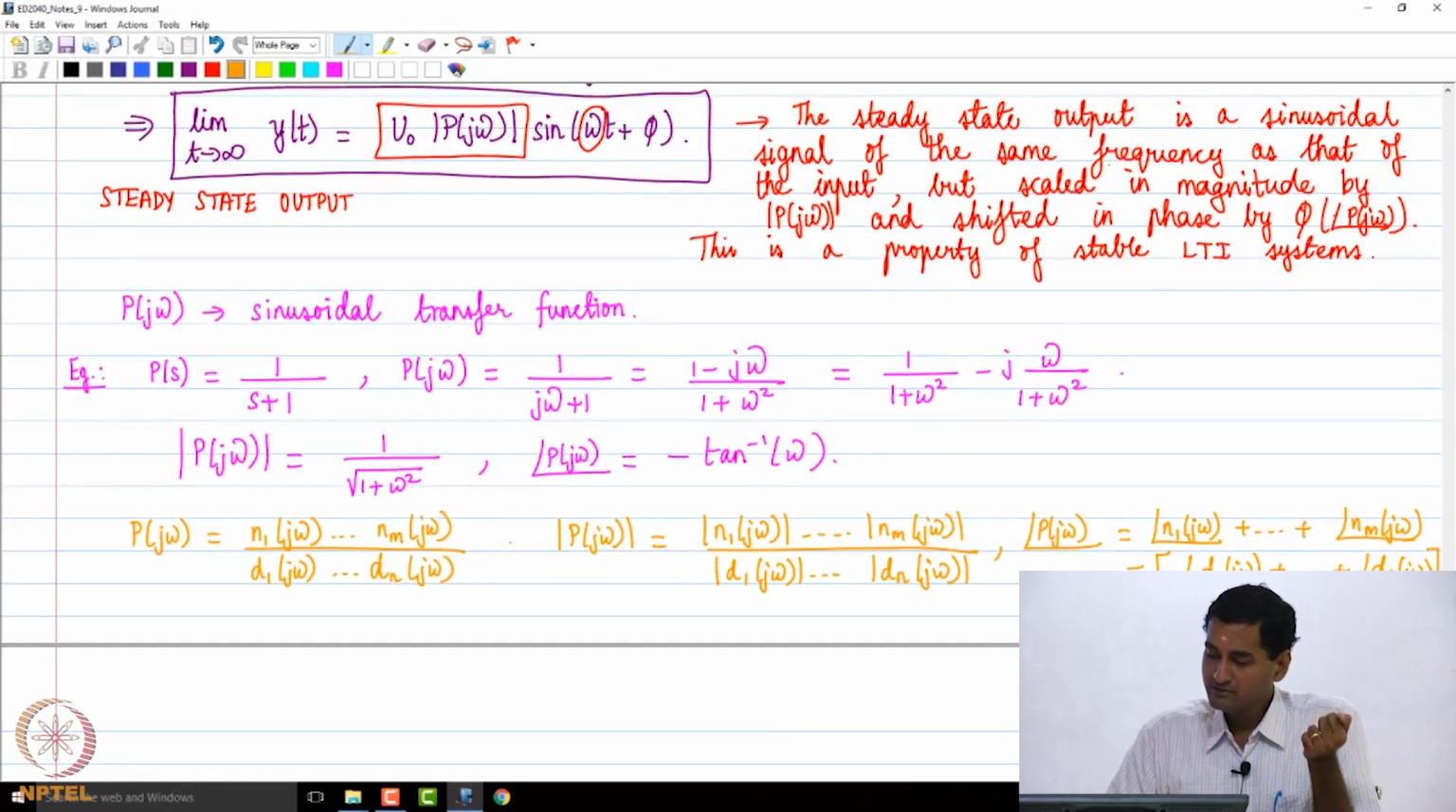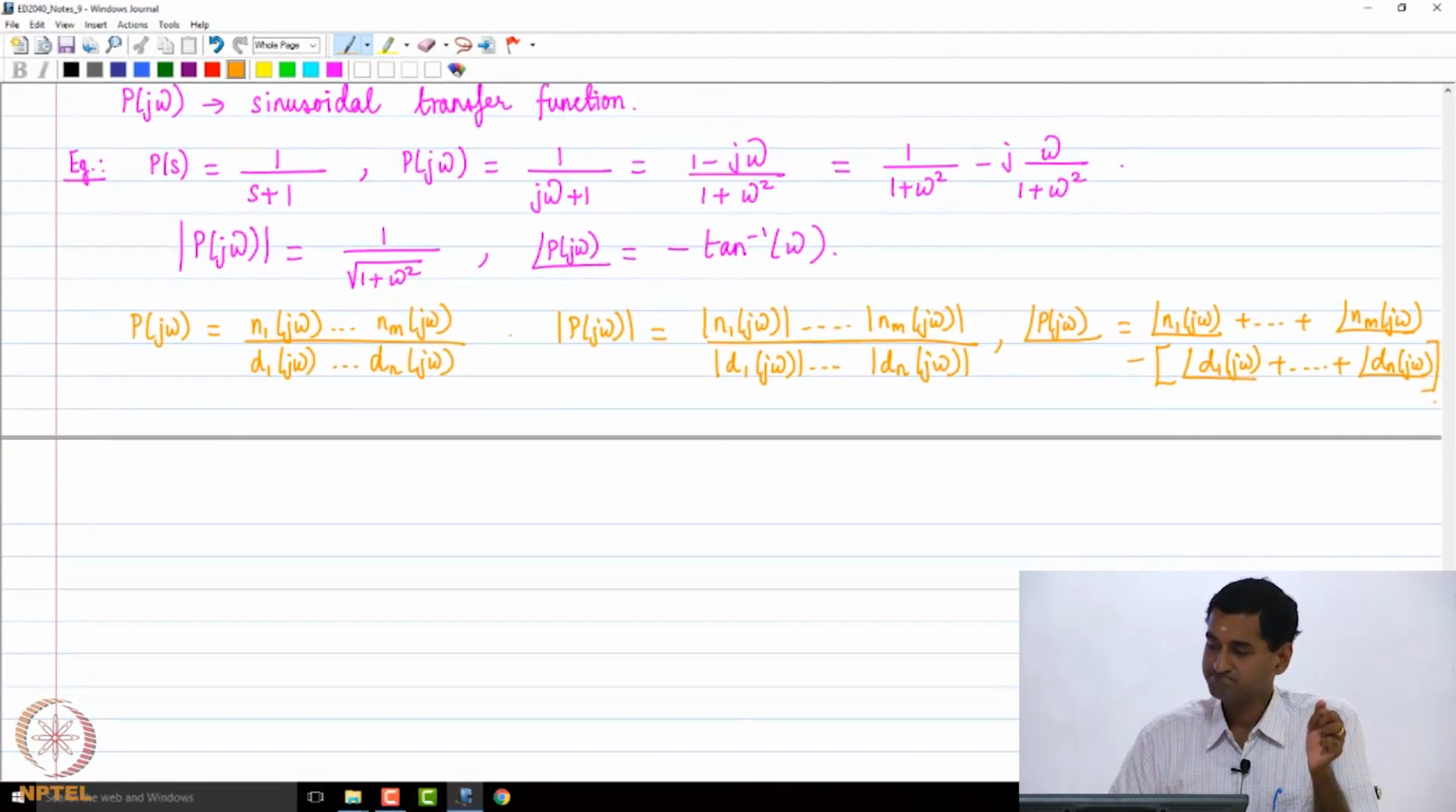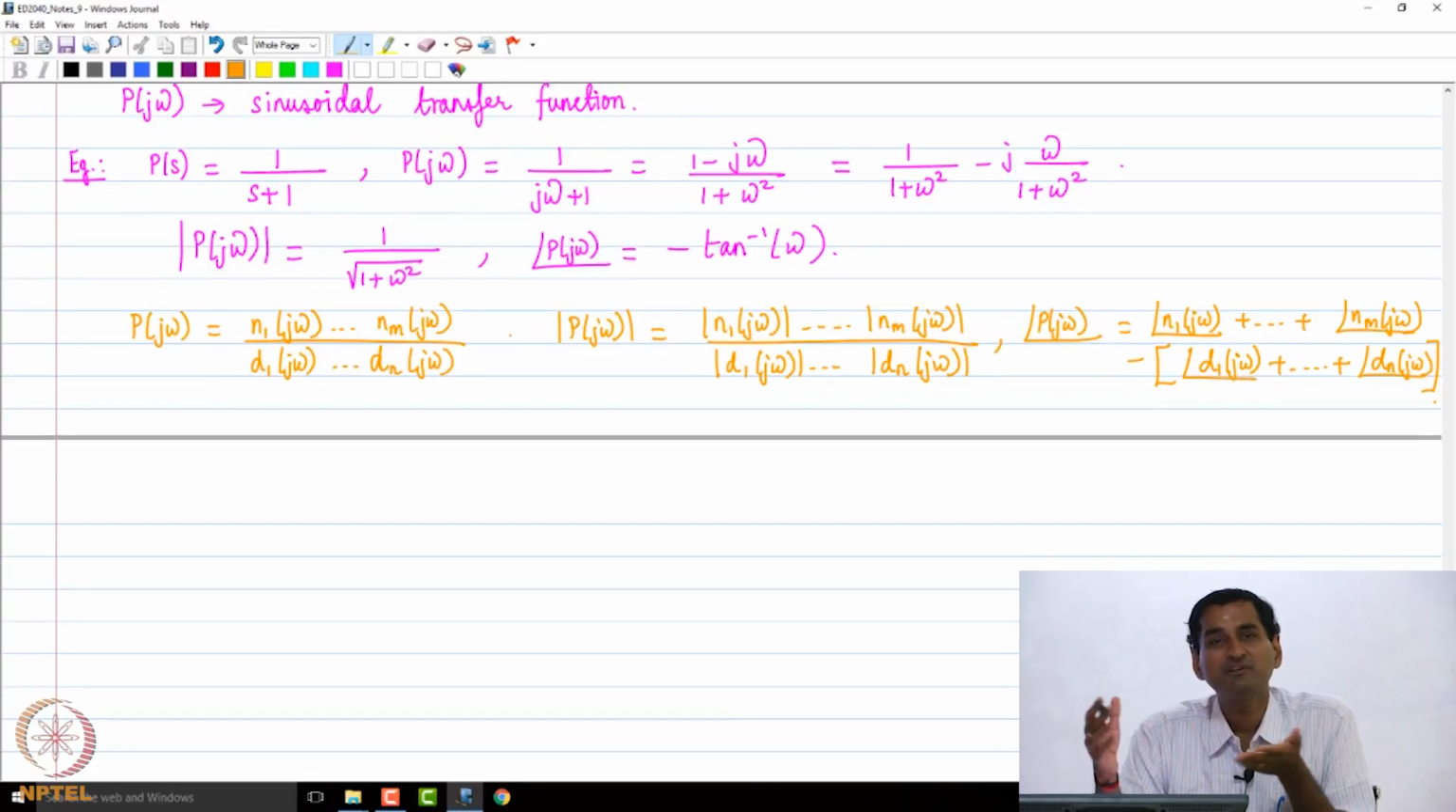Now, are there any questions? Yeah, tan inverse of minus omega, we just write it as minus tan inverse omega, right. If you do tan inverse of imaginary by real, you will get tan inverse of minus omega, and you just take the minus out, right. Of course, it is a periodic function, depending on how you want to rewrite it.